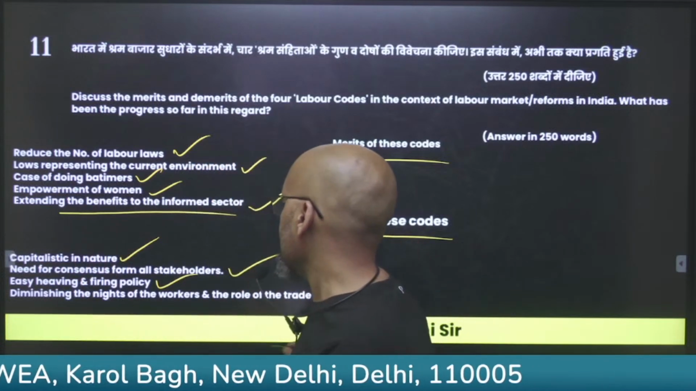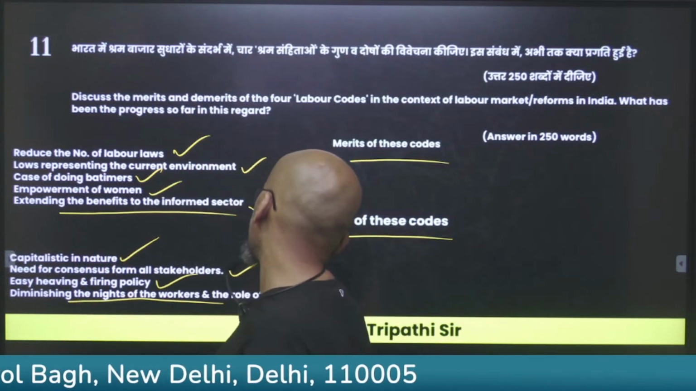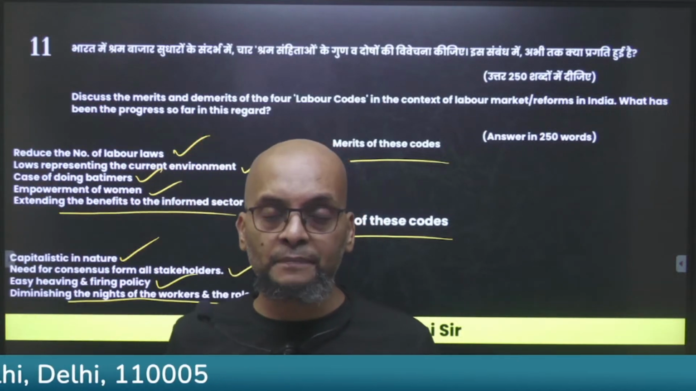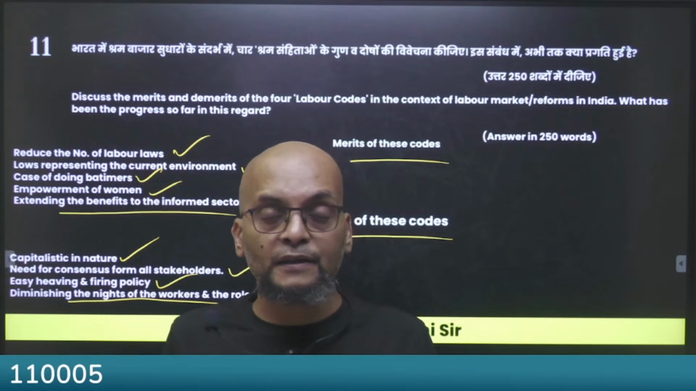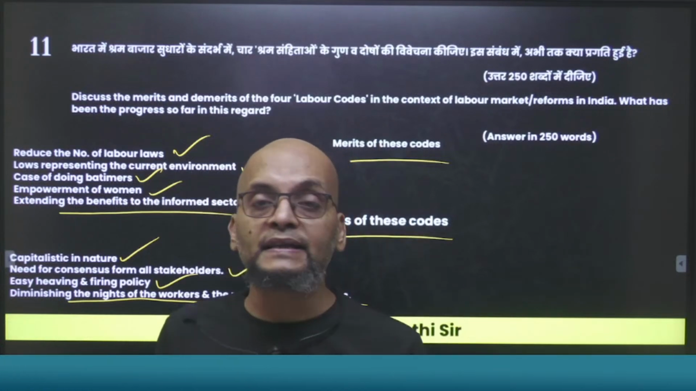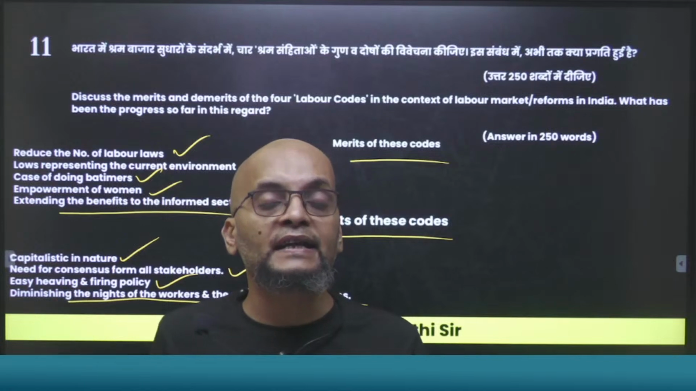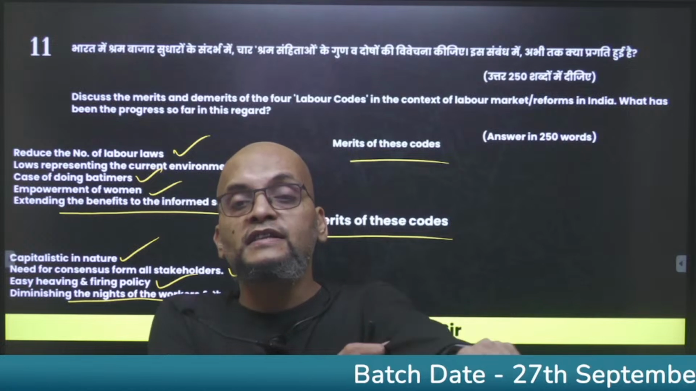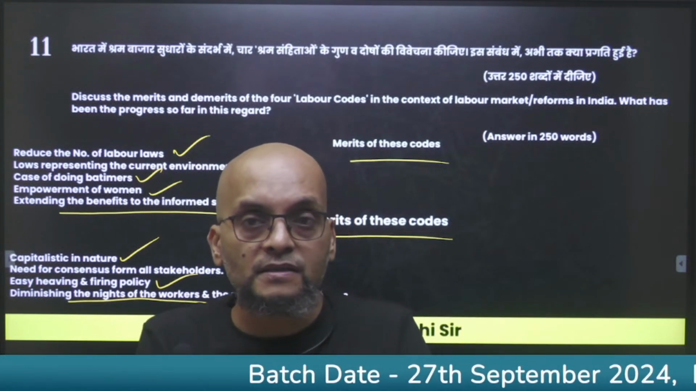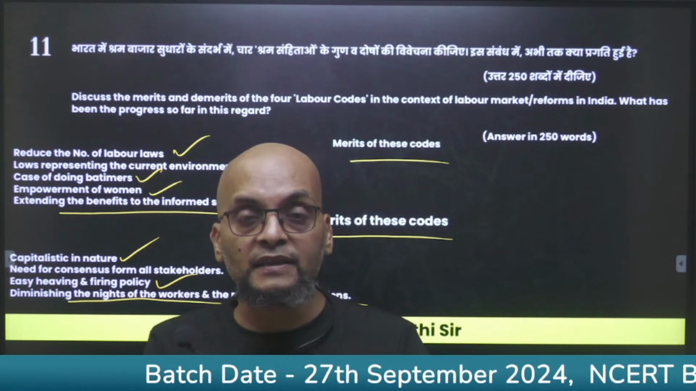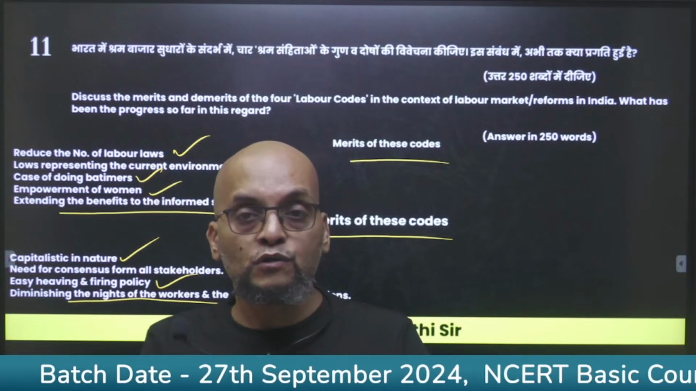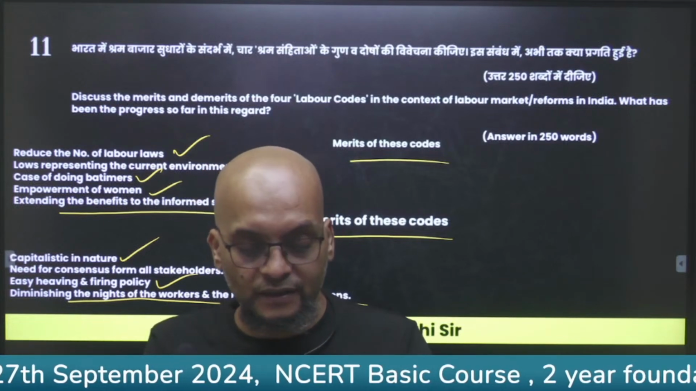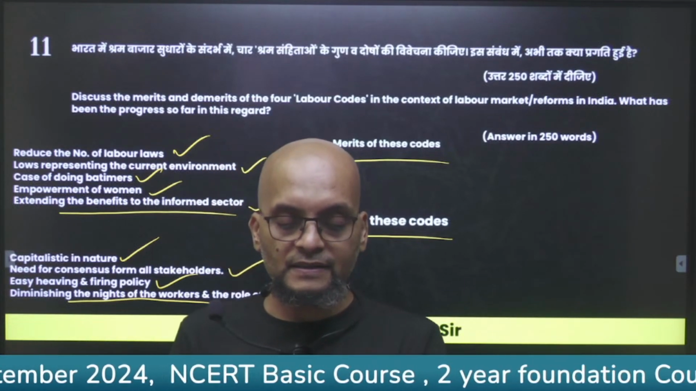Next is diminishing the rights of workers and the role of trade unions. So instead of promoting the rights of laborers, these laws are being accused of actually diminishing their rights, and also diminishing the rights of trade unions. Trade unions, I hope you know, are the unions of these laborers, which argue with the firms and the owners to increase the salary and safeguard the rights of the workers. So it is actually diminishing the trade unions as well. Clear, guys?